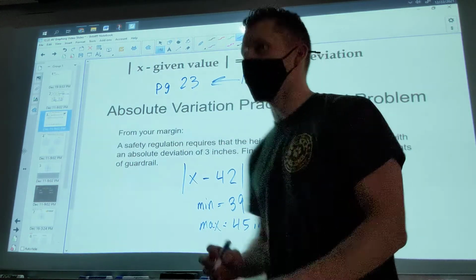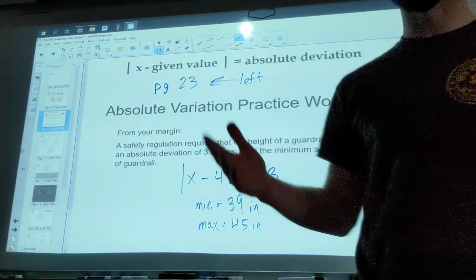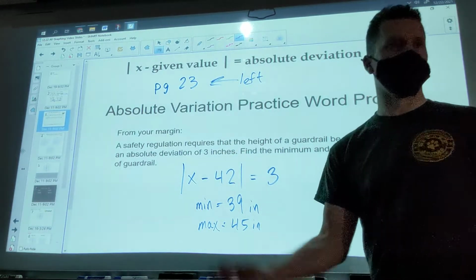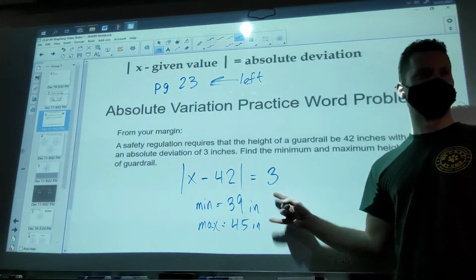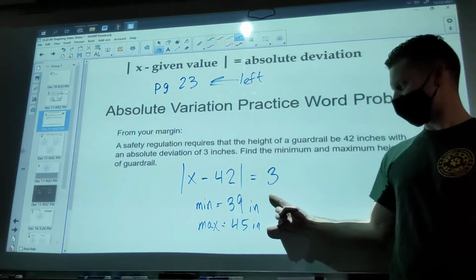So again, take note: is it asking for the min and max, like it was in this case, or is it asking for all the range of possible values? This seems like a big difference for a handrail. Don't you agree? That's 6 inches of difference.